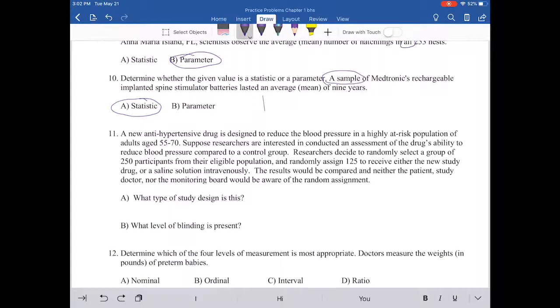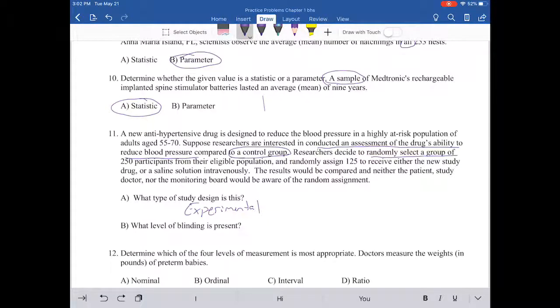Number 11 here, what type of design is this? And we would say this is experimental. There's a lot of keywords here that can show that it's experimental. First, we're looking at conducting assessment of drugs' ability to reduce blood pressure compared to a control group. Well, we have a control group right there.